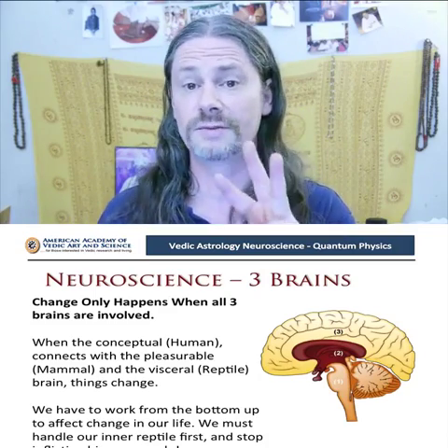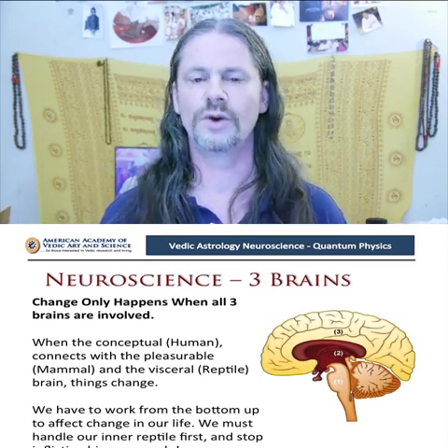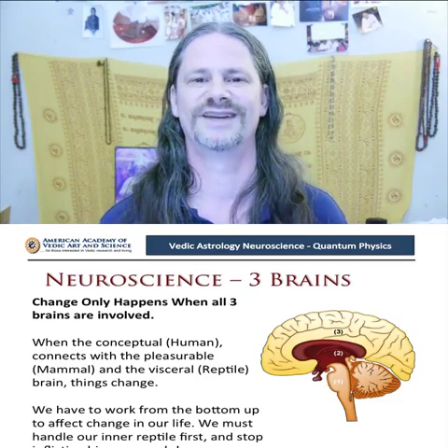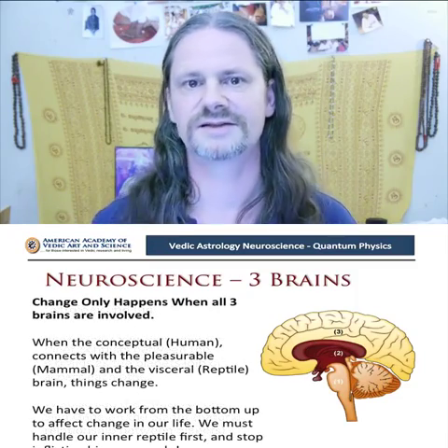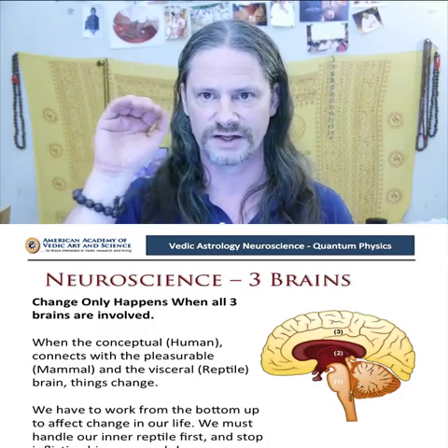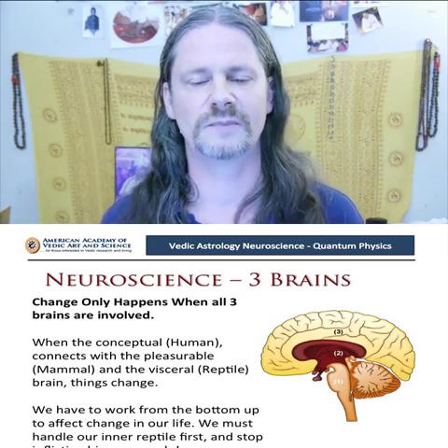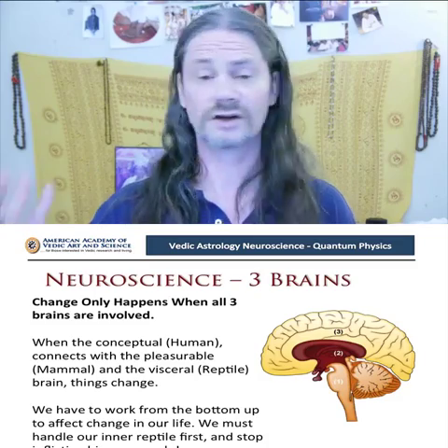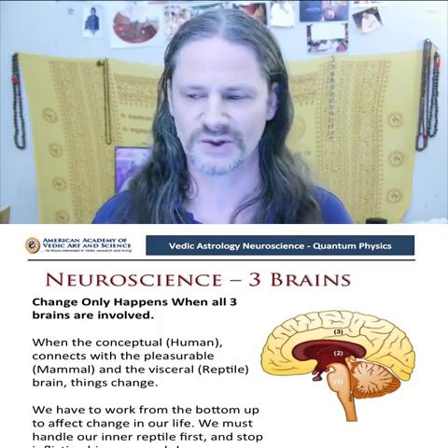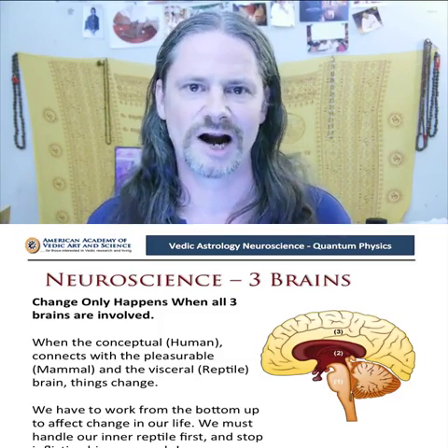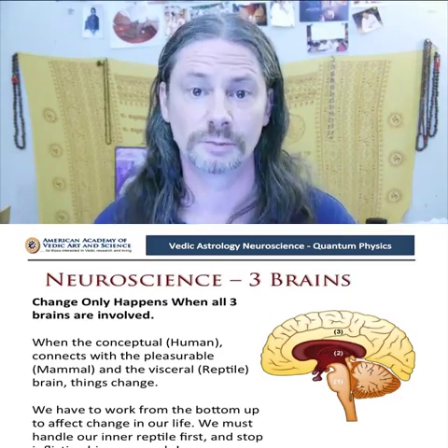So change only happens when all three brains are involved. And we have to work from the bottom up to affect this change in our life. We have to first handle our inner reptile and stop inflicting it on people, and in particular on ourselves. Meaning that this inner reptile is the main one that's preventing you from moving forward in your life, in all areas. And it's based on the past. It's based on the dead voice. It's based on your conditioning. Based on these fears of things that happened to you when you were 5 years old or 10 years old, or you were beaten up on the playground, or all of these things lording over you. Afraid of making a mistake, afraid of looking foolish, afraid of pursuing your passion.